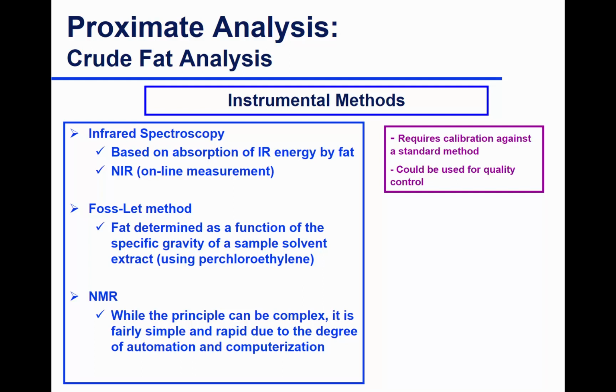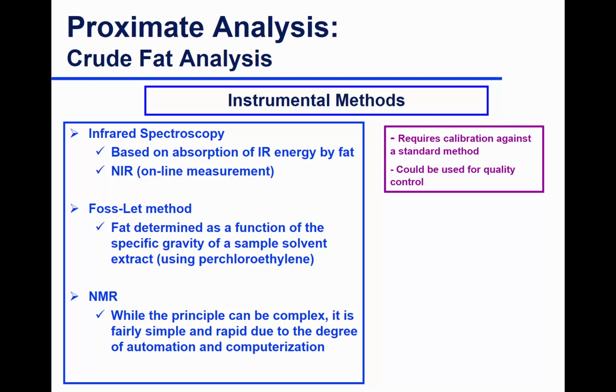Foss-let method is not as commonly used as the other methods. It was even removed from the new edition of the textbook. But just FYI, you extract the fat, so you will have your solvent extract from a sample. You measure specific gravity, and the solvent is perchloroethylene. And there is a chart that you can use to convert specific gravity to amount of fat. So it's very simple if you have the instrument that measures specific gravity.